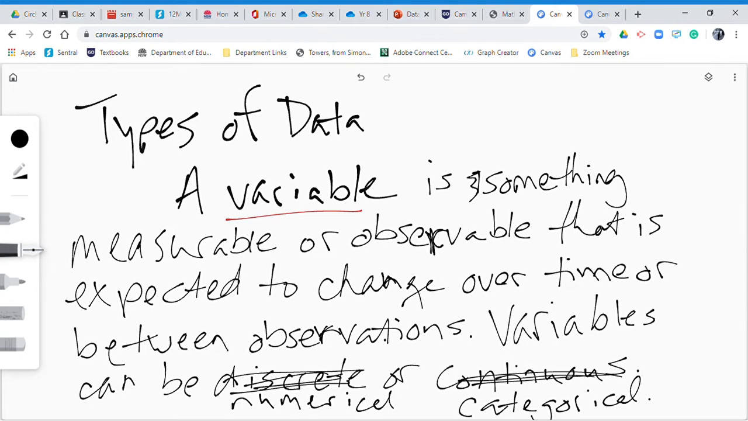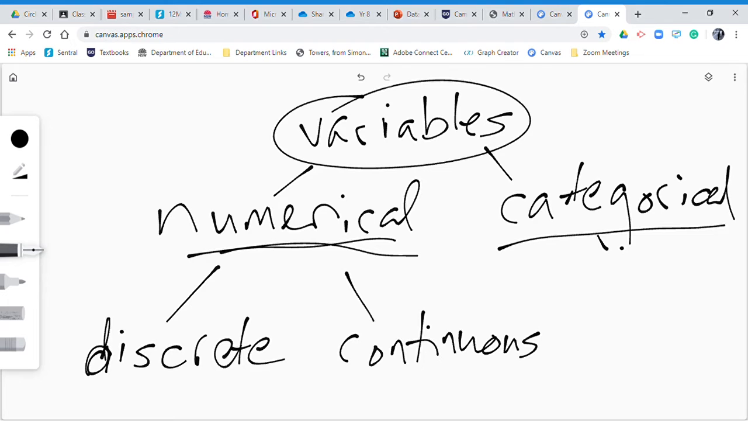Sorry about that, everybody. So just adjust your notes to reflect that, but variables can be numerical or categorical. So there's kind of a way of thinking about variables. Variables are numerical or categorical, and two types of numerical variables are discrete and continuous. So let's get into more detail here.